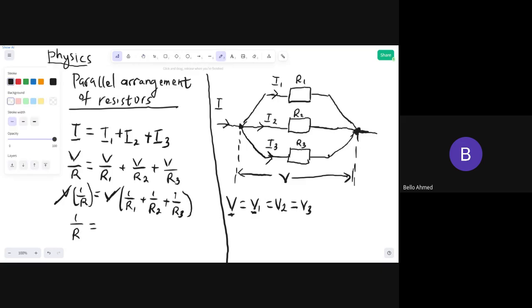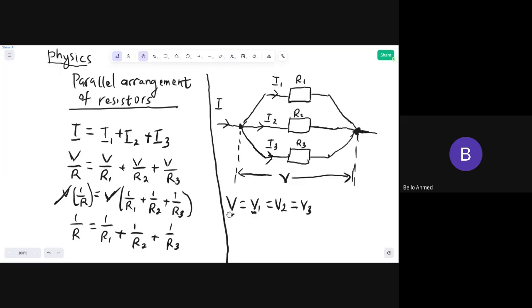So 1 over R is equal to 1 over R1 plus 1 over R2 plus 1 over R3. I hope you can see how this is what you're going to always use whenever you have to combine resistors in parallel. Whenever you have to combine resistors in parallel, this is what you're going to always use. You understand?